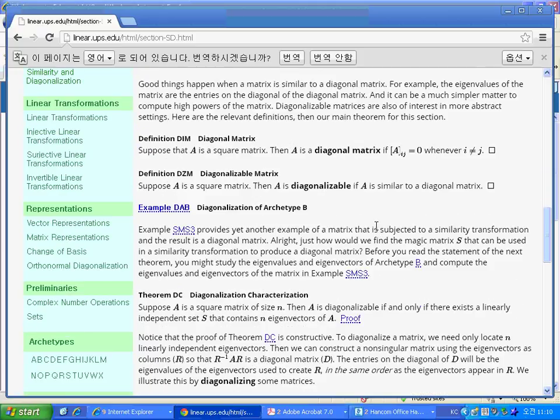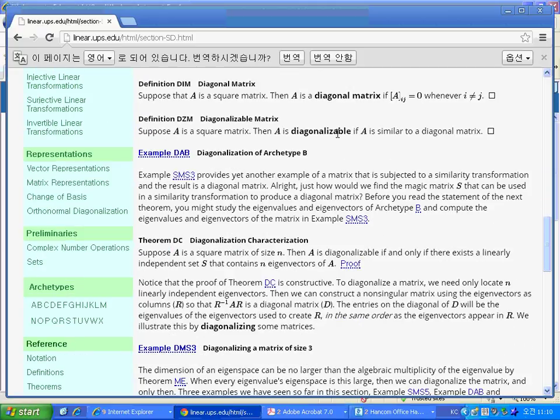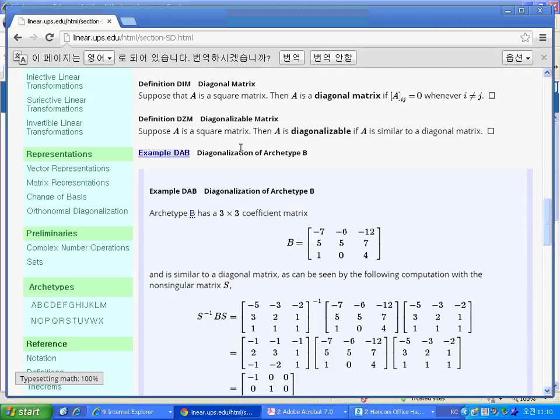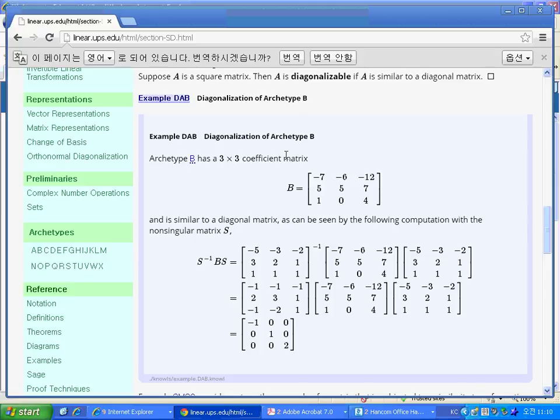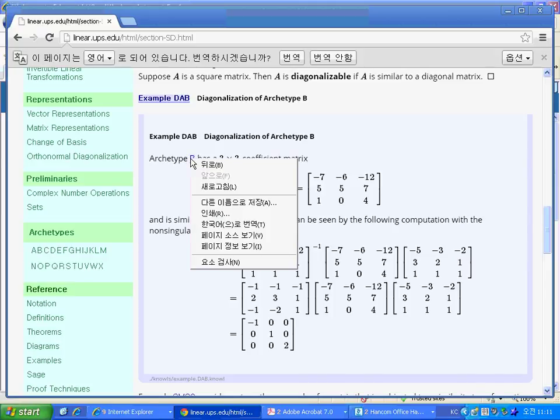So you've seen the definition of a matrix being diagonalizable. The book has a whole collection of what I call archetypes. There are about 24 examples of systems of equations, matrices, and linear transformations. And in those examples, I try to compute everything I can for them. So there's an archetype B.